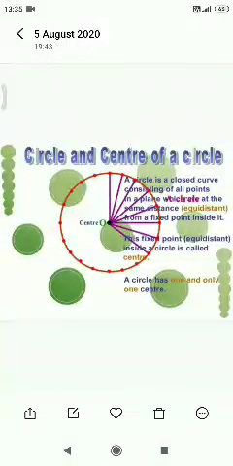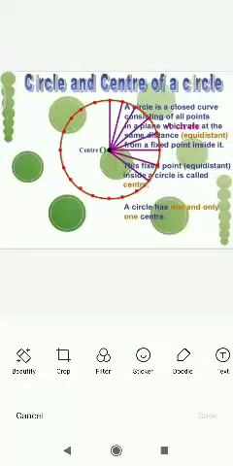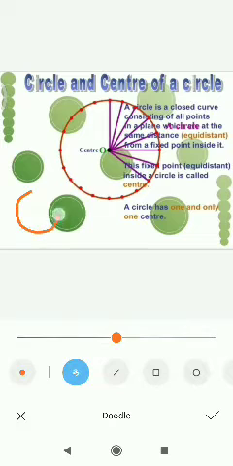The circle and the center of a circle. A circle is a closed curve consisting of all points in the plane which are at the same distance from a fixed point inside it. So, this is a circle.